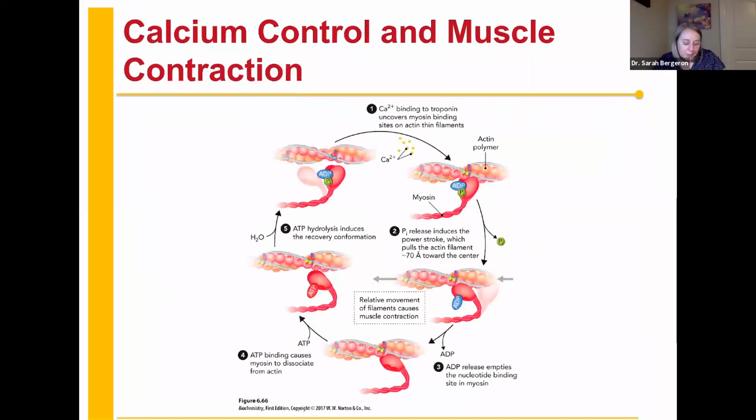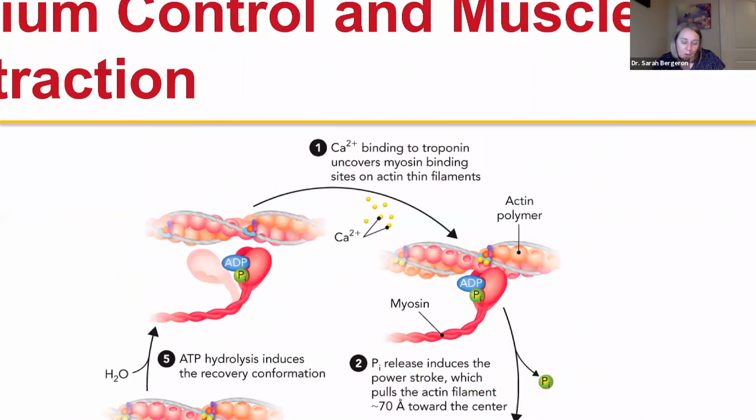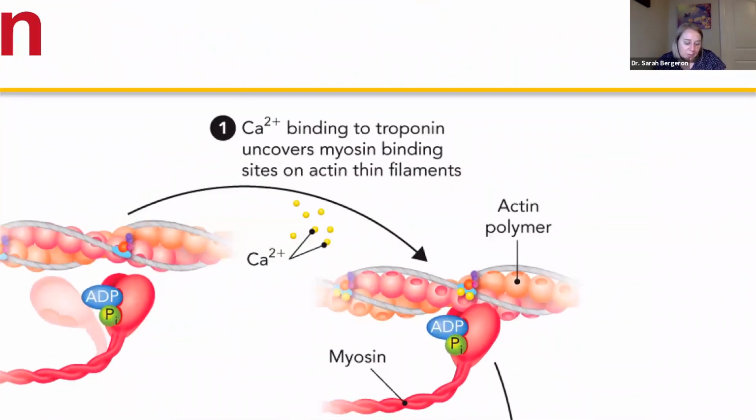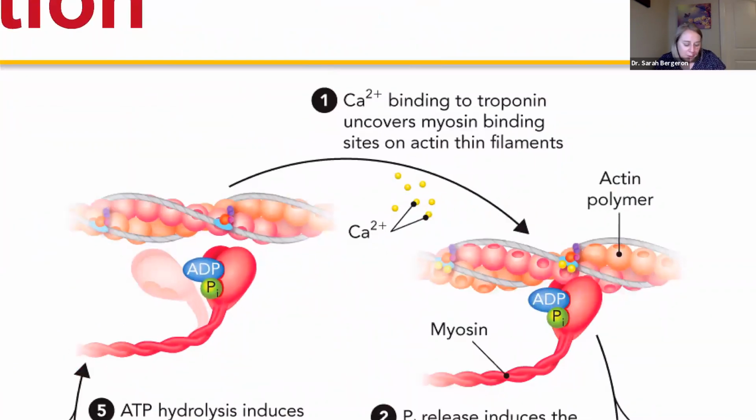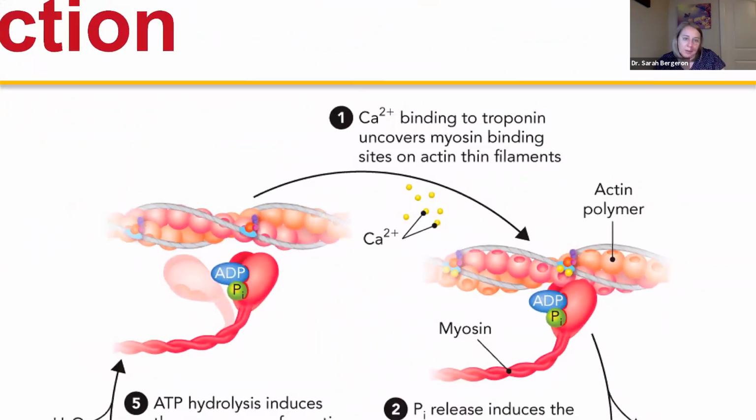Now, you've got that. So let's look at the whole thing. We still haven't talked about why ATP is important. So here's our beginning step. We have our myosin. Our myosin is bound to ADP and it's bound to an inorganic phosphate. So this is like our initial conditions. Our tropomyosin is covering these binding sites for myosin on actin so that nothing can happen.